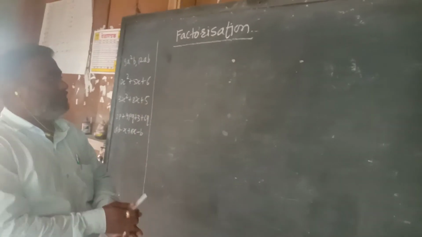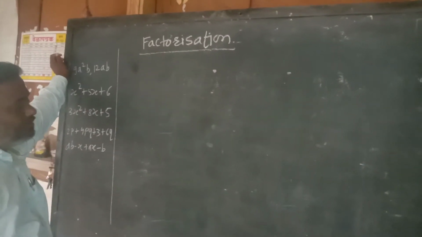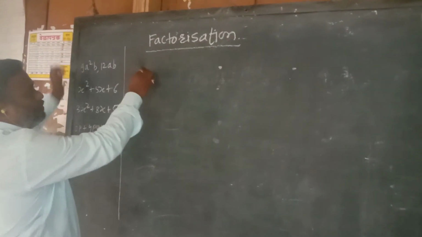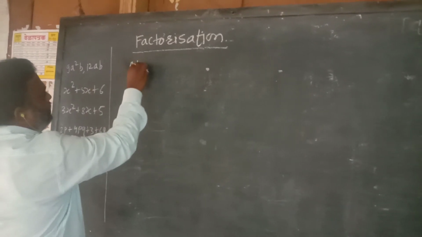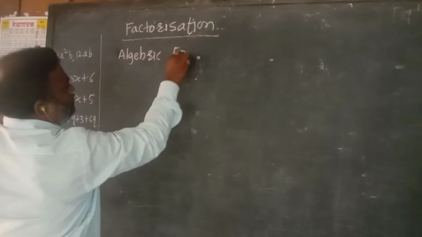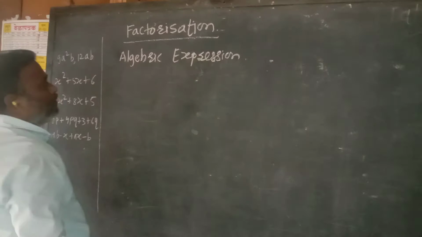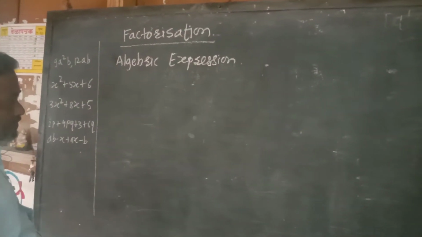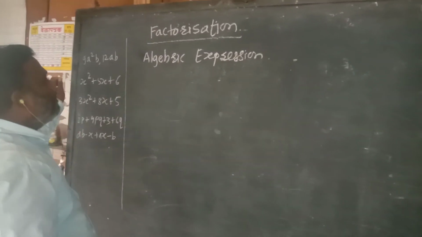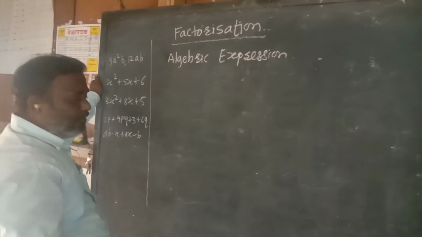Today we will discuss the next chapter of 7 CBC, factorization. What is factorization? Factorization of algebraic expressions. We already know what algebraic expressions are, that is monomial, binomial, trinomial, etc. and polynomial. Now further we will discuss factorization of the algebraic expression.